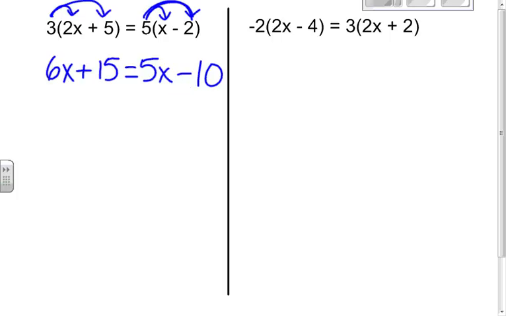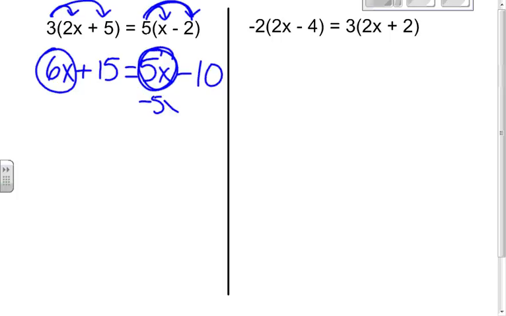So now I have 6x plus 15 equals 5x minus 10. So this is an equation with variables on both sides of the equal sign. We want to get them together. When we solve an equation, we're trying to get the x by itself. To do that, they need to be on the same side of the equation. So the hint that we talked about in class was always move the smaller variable. So in this case, 5x is the smaller variable. So if I want to move it from the right side of the equation to the left side of the equation, I need to use inverse operations.